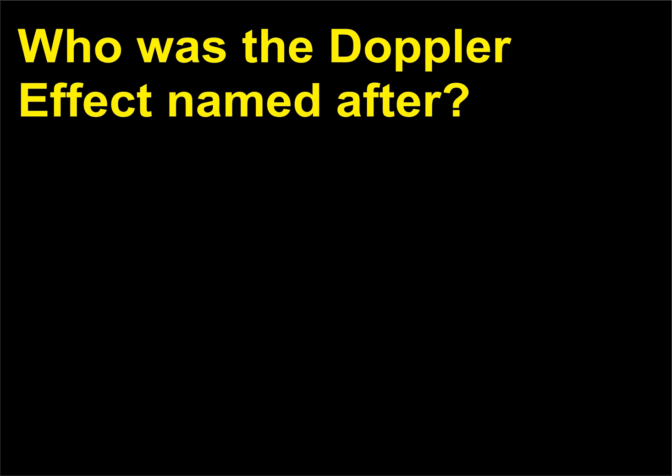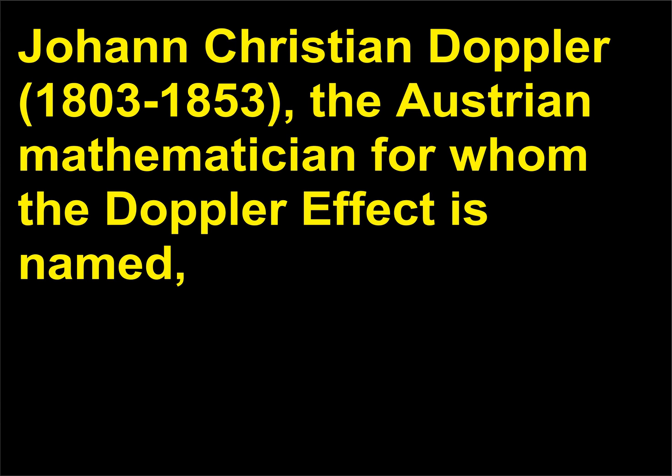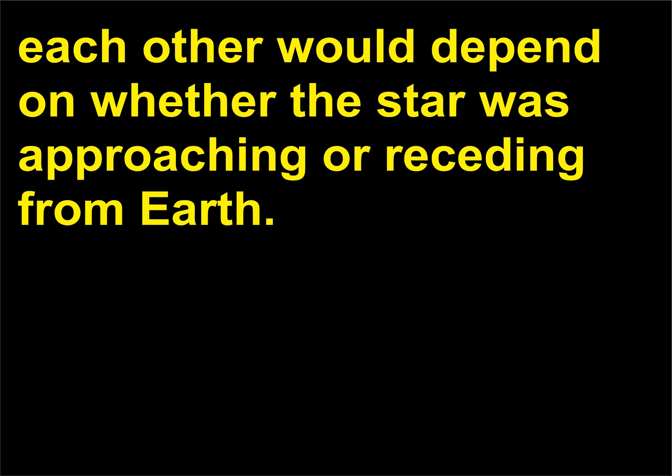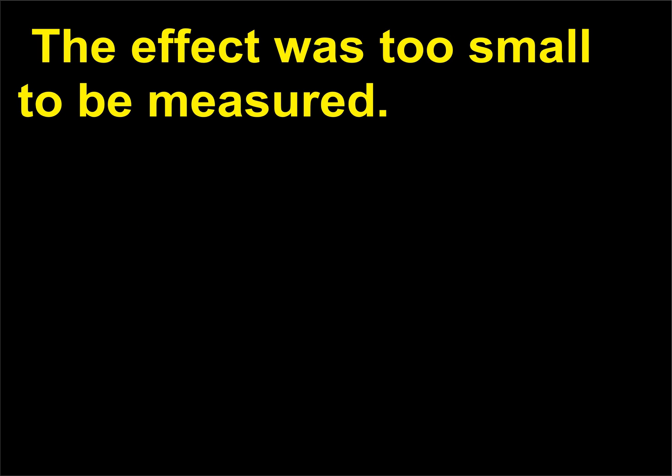Who was the Doppler effect named after? Johann Christian Doppler, 1803 to 1853, the Austrian mathematician for whom the Doppler effect is named, proposed in 1842 that the color of double stars rotating about each other would depend on whether the star was approaching or receding from Earth. The effect was too small to be measured.